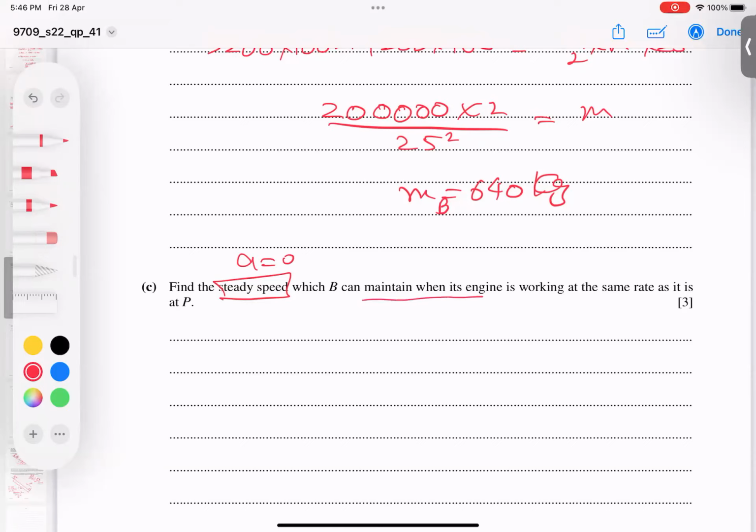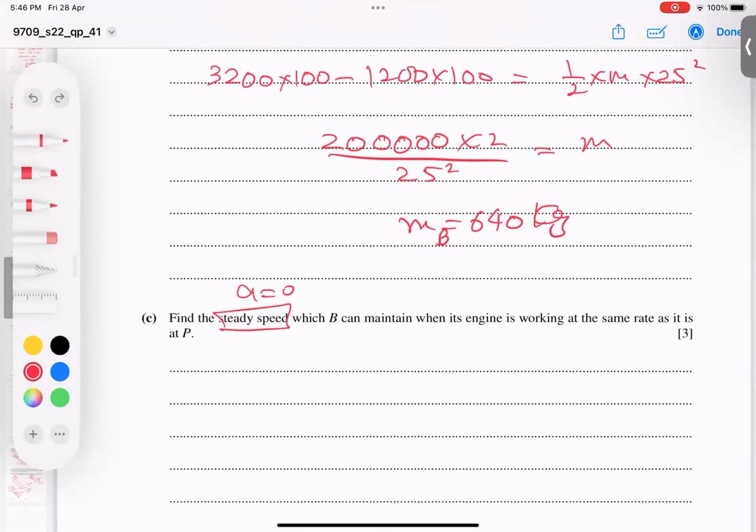What maintains this engine working at the same rate? It means a steady speed. What is the formula we can use now? Net force equals ma. Applied force minus friction force equals ma. Okay, students, according to the situation, we have to find the steady speed.